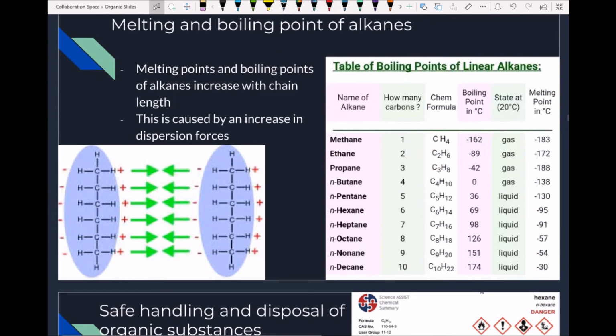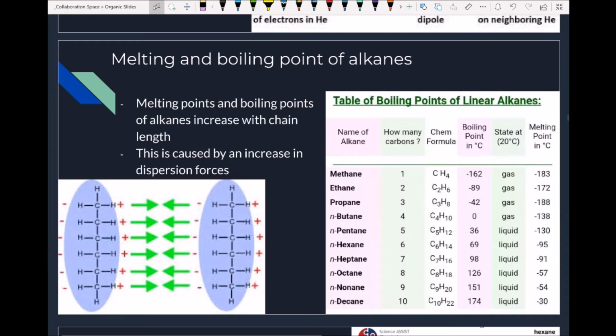Alright, so melting and boiling point of alkanes. Now it's really important that we relate our intermolecular forces to each of these physical properties. The melting point and the boiling point of alkanes increases with chain length, and the underlying cause there is the increase in dispersion forces. The longer that this chain can get, the greater the chance that it has with neighboring molecules to attract each other.